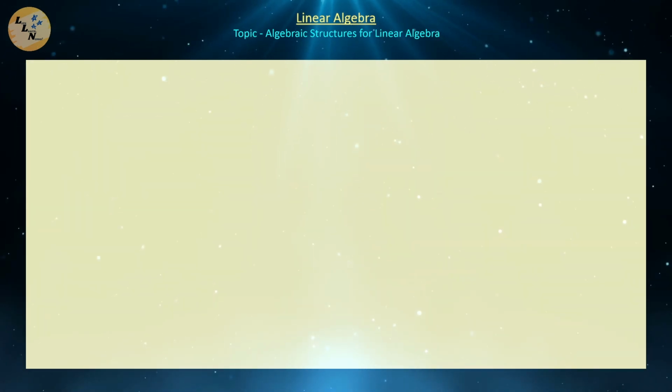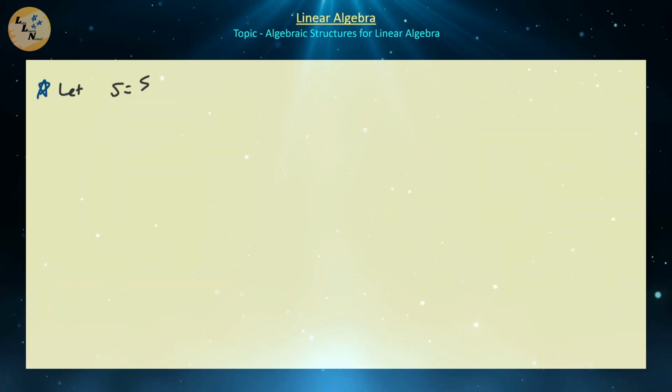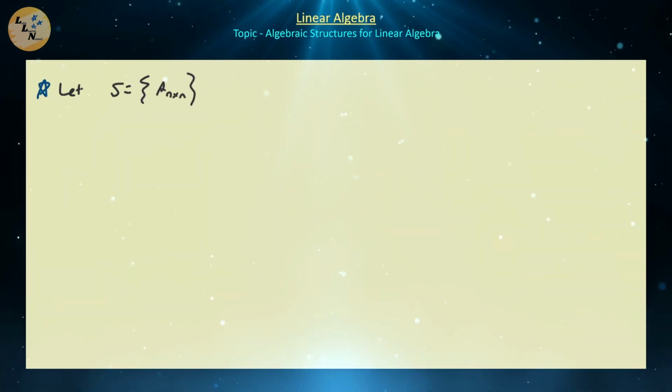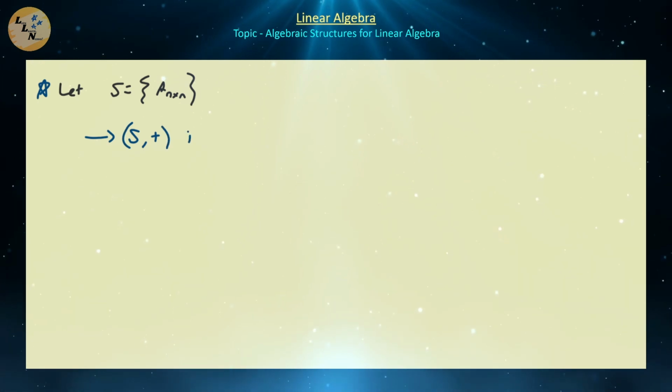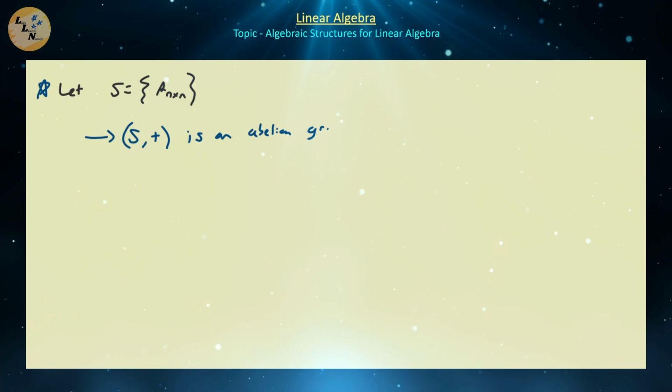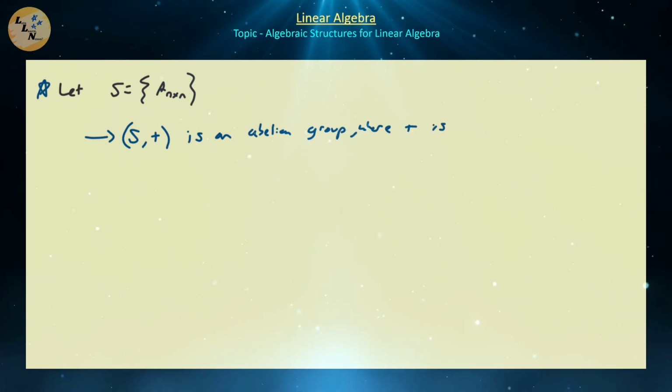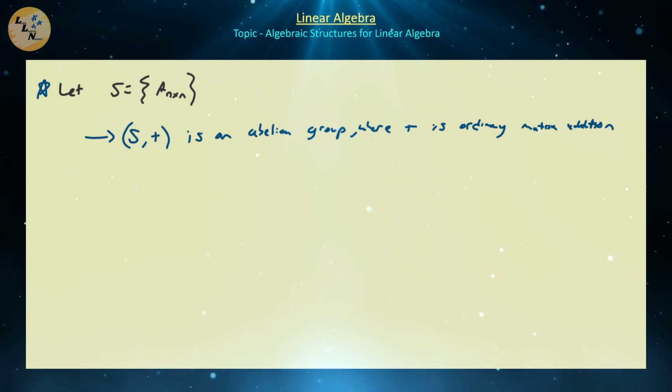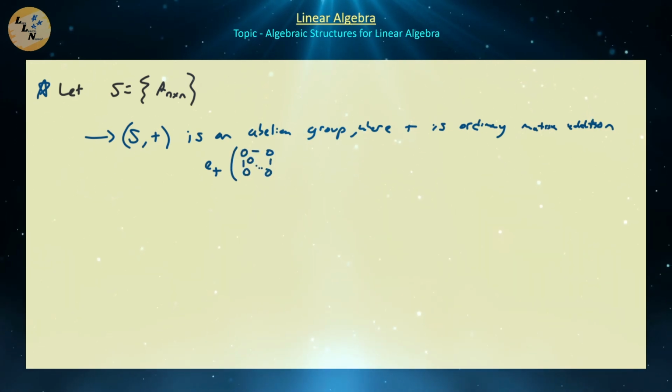So before we get into another set of algebraic structures, let's just go over some basic properties for a very special set. In particular, let's consider the set S of all n by n matrices with no restrictions on it at all. One should be able to show that S, plus is an abelian group, where plus is ordinary matrix addition. So if it is an abelian group, you should be able to tell me what the additive identity element is. You should be able to tell me that the additive identity for the n by n matrix is going to be the matrix of all zeros. Right? So that's going to be the additive identity matrix.